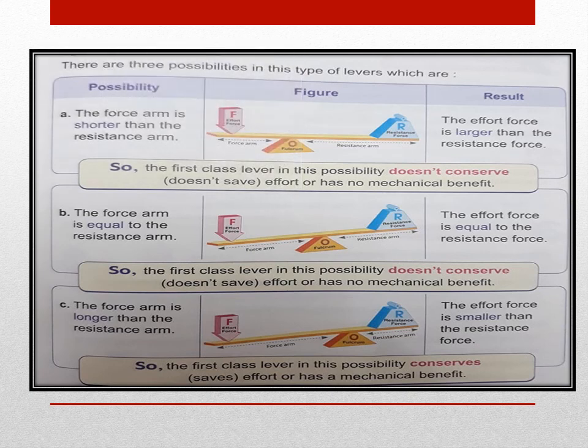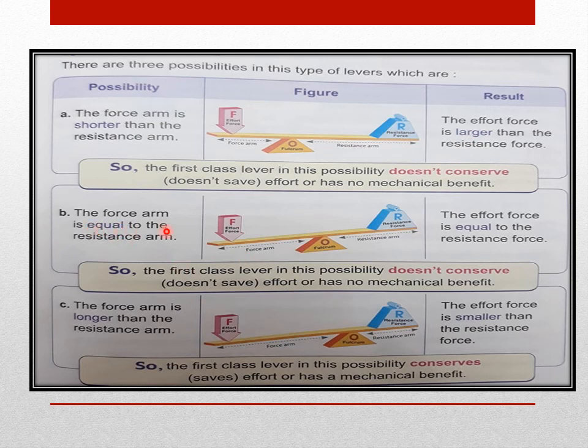So my friends, in first class levers there are three possibilities. When the effort arm is shorter than the resistance arm, the effort force is larger than the resistance, so my effort is very big. Does this lever save effort? No, it doesn't save my effort because the force is larger than the resistance.